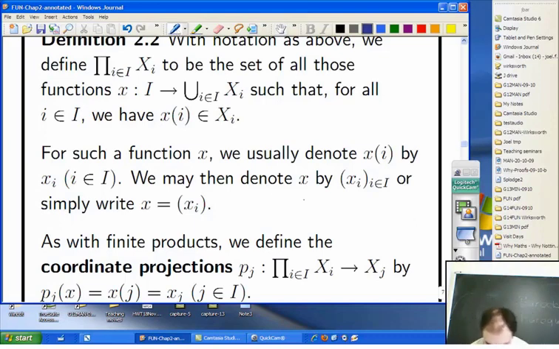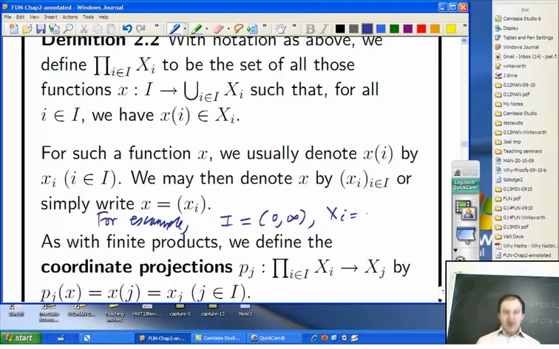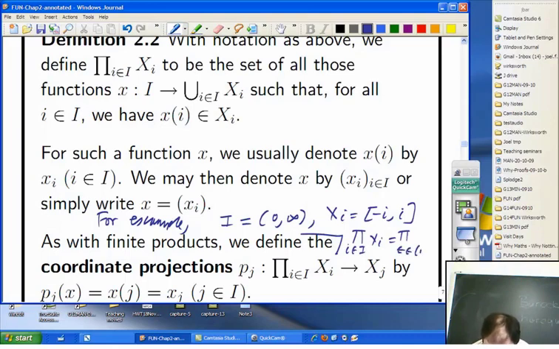So for example, I could be the open interval naught to infinity. Xi could be, well, I is going to be a positive real number here, so xi can be the interval from minus I up to I, and then we get the product over I of xi is just the product over, I'll change it to t because I'm allowed to change my variable if I want, of the closed interval from minus t up to t.